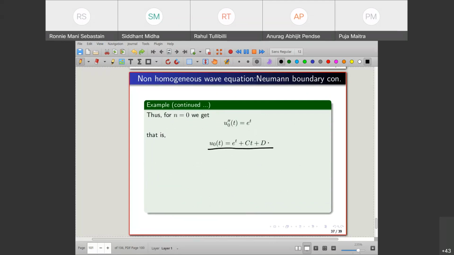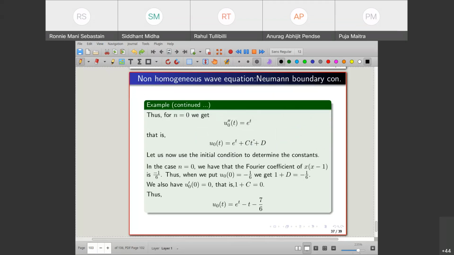Okay. So once again, what have we done? We have taken a particular solution of this differential equation, and then to that we have to add the general solution of the homogeneous differential equation. So the upshot is that the general solution looks like this. And then we have to look at u0(0) and u0'(0), and that will tell us the values of c and d.